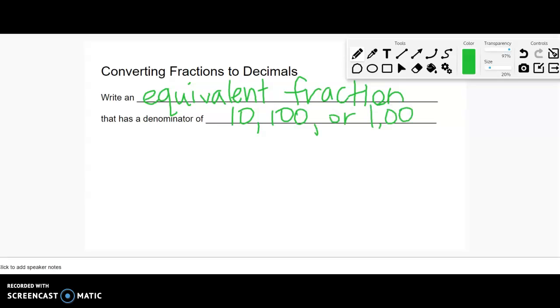Now, it could have a bigger one, but we shouldn't see any ones that are bigger than that. So just think about, how can I get it to 10, 100, or 1,000? It does require some familiarity with multiplying numbers and what I can multiply something by to make it that big. So in my examples, I'll show you some of the different ones that you'll see so you can see what you would need to multiply by.